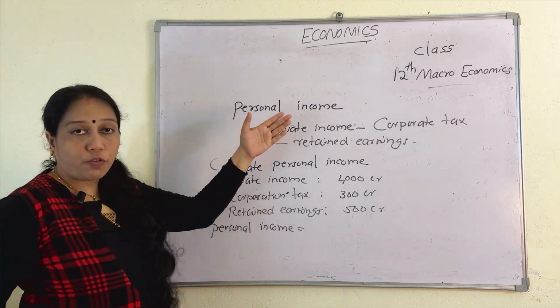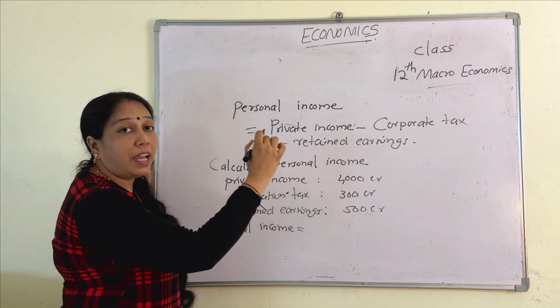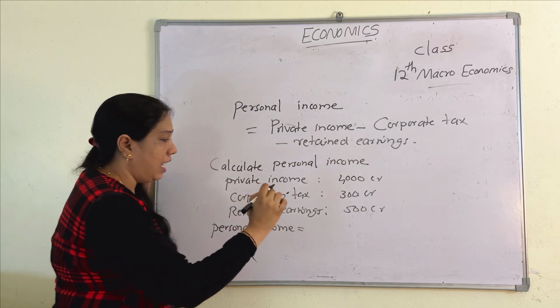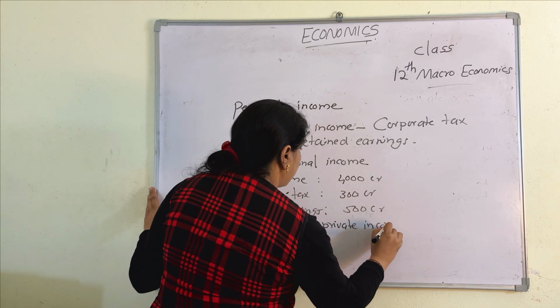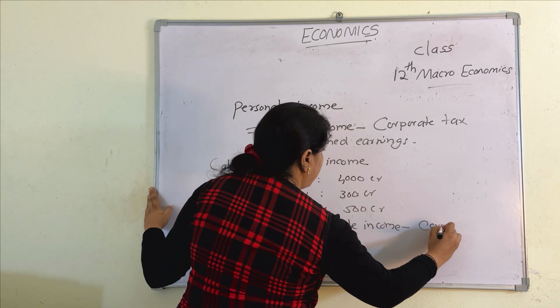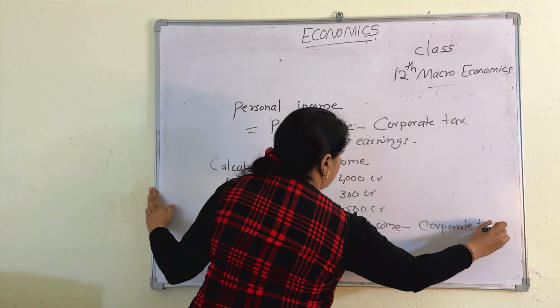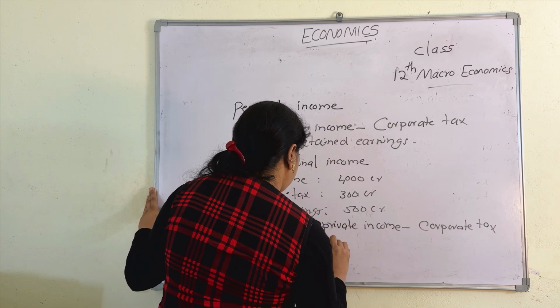again you have to write down this formula once again, that is private income minus corporate tax minus retained earnings.